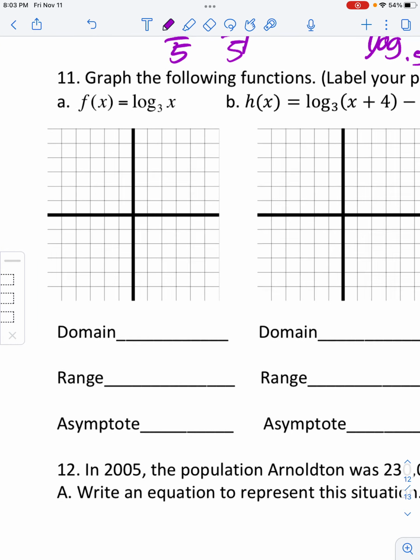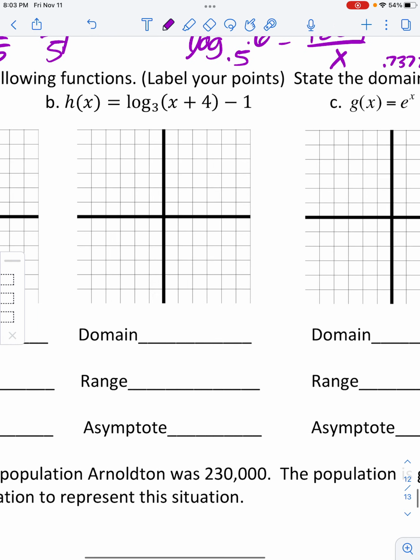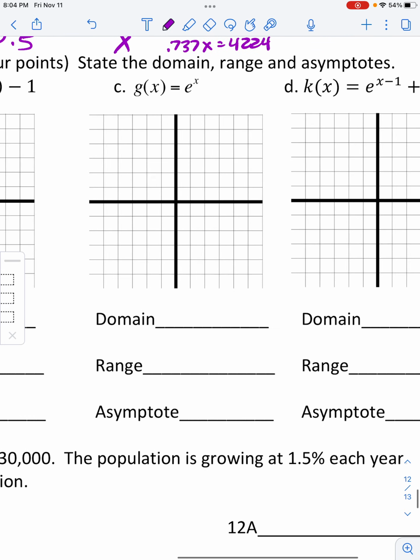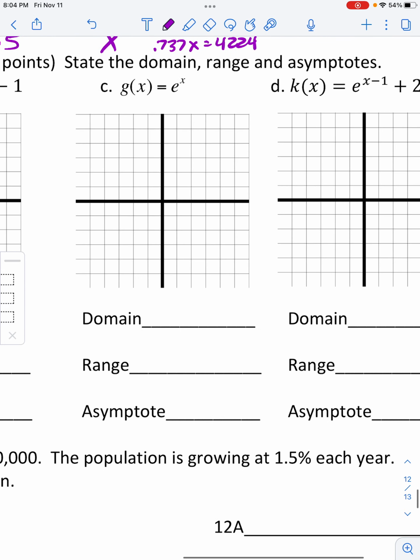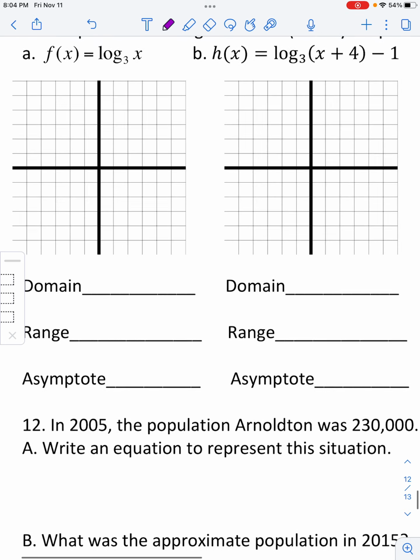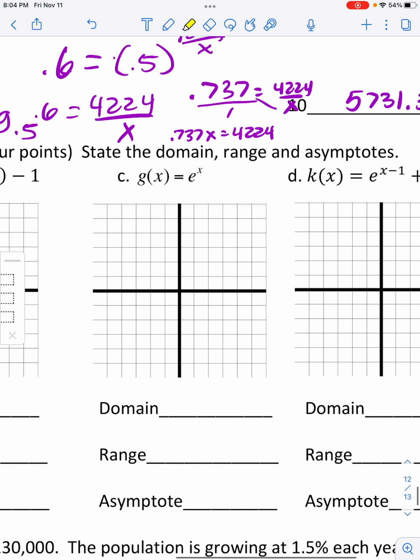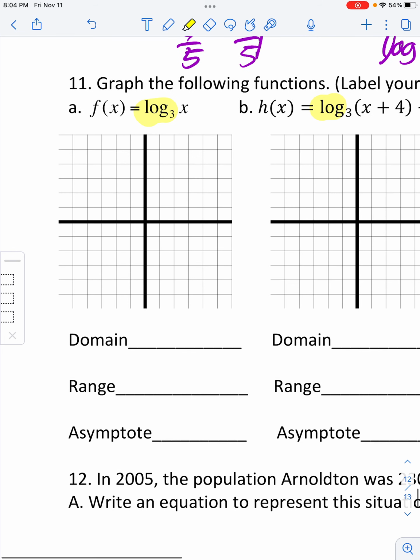All right, let's do it. So it says graph. Label your points, which to me that just means make sure there's a couple specific points. We need domain, range, and asymptotes. Okay, pay attention. Are they logarithmic or are they exponential? And know what that means. Know what that means in terms of asymptotes. Know what that means in terms of shape, all that good stuff.